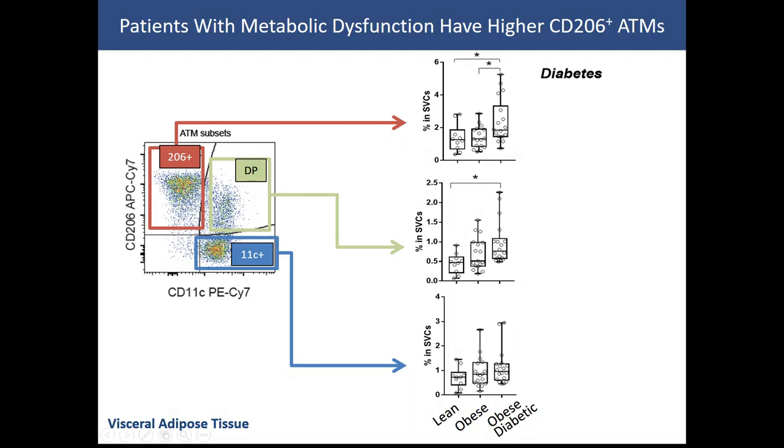And then we did a number of correlations with continuous measures, such as HbA1c, to show how well controlled glucose is, as well as fasting blood glucose. And these correlations came out that CD206 positive seems to be related to metabolic dysfunction.